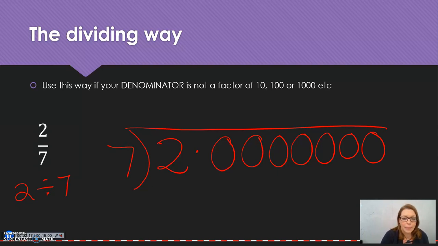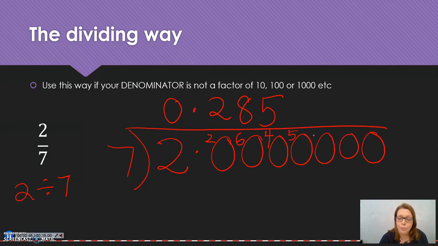We're going to start out, how many times does 7 go into 2? It goes in 0 times. I'll keep my decimal point in the right spot. So it went in 0 times with 2 left over. How many times does 7 go into 20? It goes in 2 times and I have 6 left over. 7 goes into 60 8 times and I have 4 left over. 7 goes into 40 5 times with 5 left over. 7 goes into 50 7 times with 1 left over.